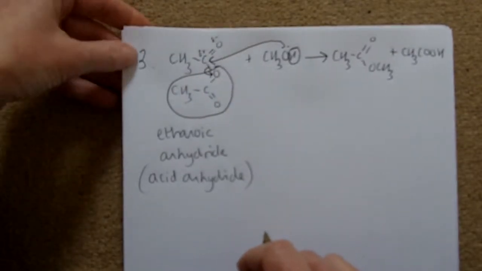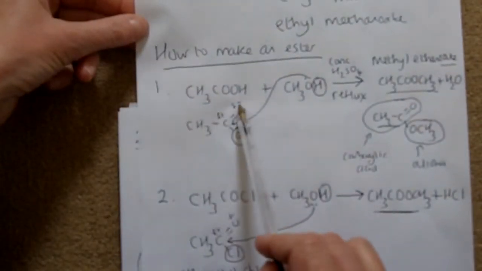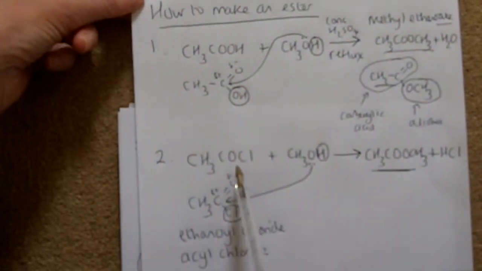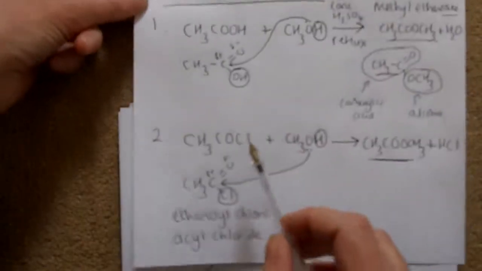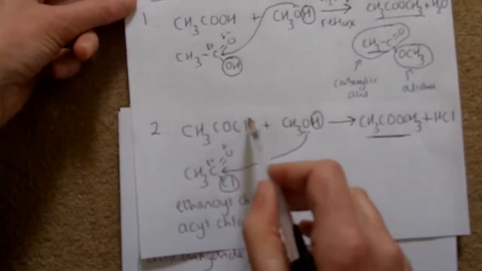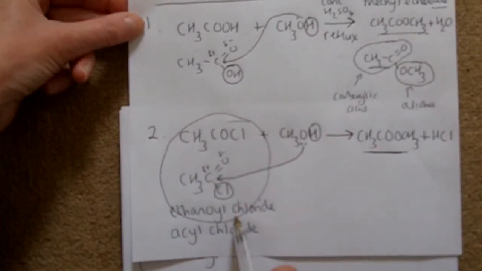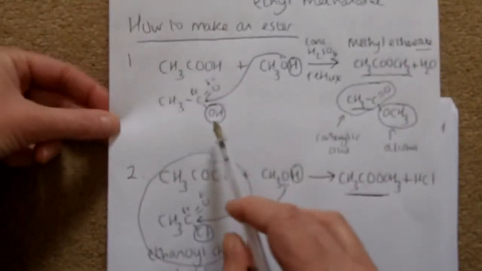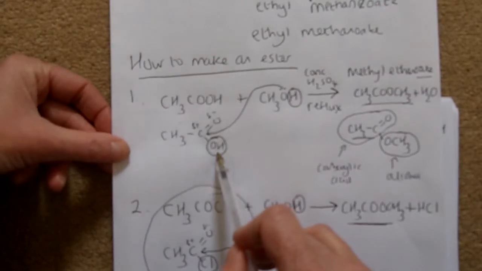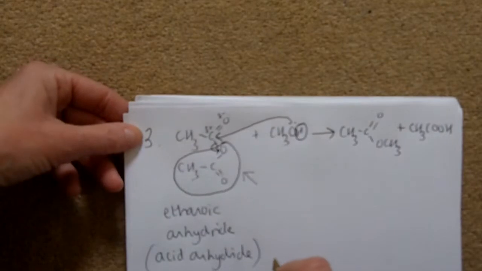So there are three ways to make an ester. The first way was with a carboxylic acid. The second way is with an acyl chloride, and the third way is with an acid anhydride. The acyl chloride is the most reactive. The anhydride is the second most reactive, and then the carboxylic acid is the third most reactive. So the acyl chloride is very reactive.